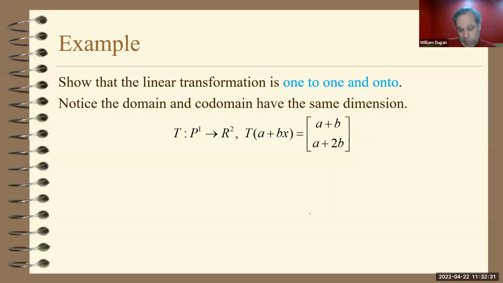So I want to know what the kernel is. If I know the kernel, I can go and find out what the nullity is. I need the kernel of this thing. Well, the kernel would be the set of all polynomials that get mapped to the 0 vector. In this case, the 0 vector would be the vector of all zeros. That would then mean that A plus B would have to be 0, and A plus 2B would equal 0. But that means A equals B equals 0.